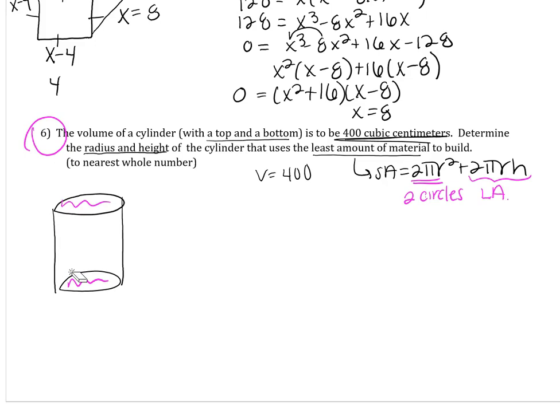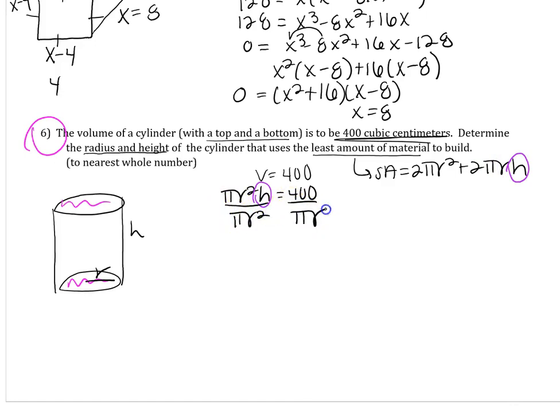Okay, so volume of any cylinder, because that's what they gave me, is 400 here, is pi r squared h, because it's the area of the base, which is a circle, pi r squared, times the height of our cylinder. Okay, now at this point, I need to use this info about the volume and plug it into the surface area formula. So what I'm noticing is I have an h and an h. So I can rearrange the volume info by dividing by pi r squared and taking this and subbing it in for h.